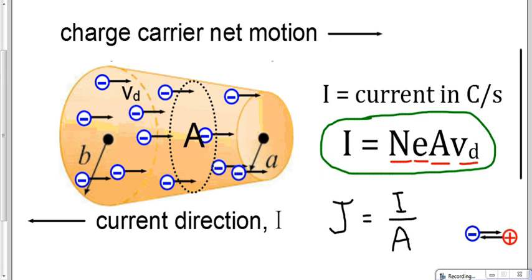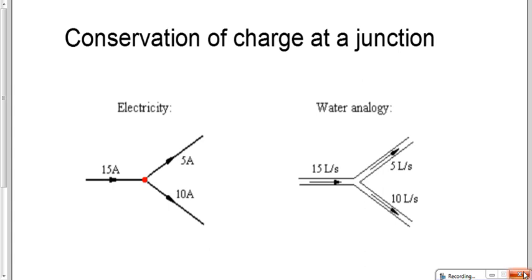The last thing I want to point out is something referred to as the conservation of charge. This usually refers to a point at a junction. So here on the left side, I've got this little red dot. We call that a junction, where multiple wires come together.